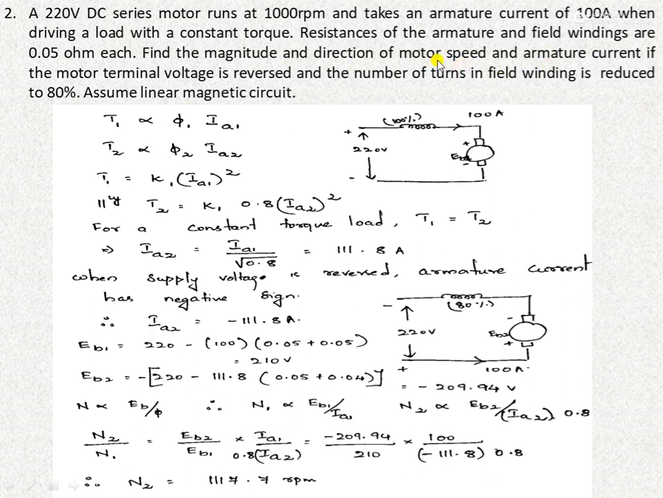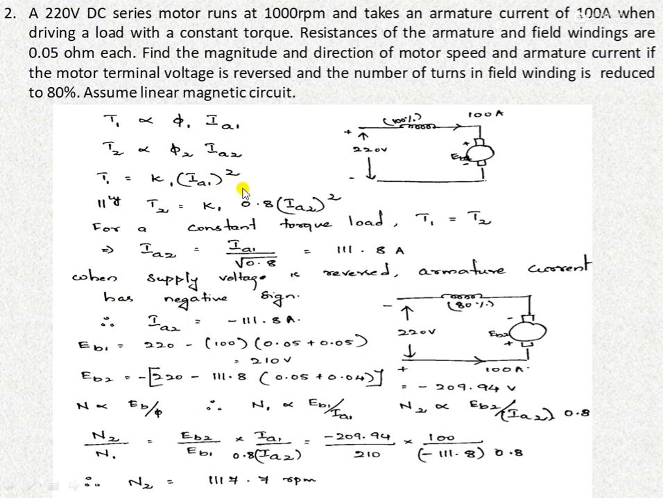That is, the magnitude and direction of motor speed, and similarly the magnitude and direction of the armature current. It's very clearly given that the motor is driving a load with a constant torque. From the standard relation of torque, we very well know that torque is directly proportional to phi Ia. In case 1, we can write T1 is directly proportional to phi Ia1. Since this is a DC series motor, the phi 1 value is directly proportional to Ia1. So we can write T1 is equal to K1 Ia1 square.